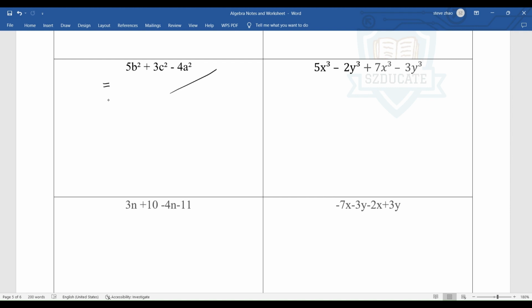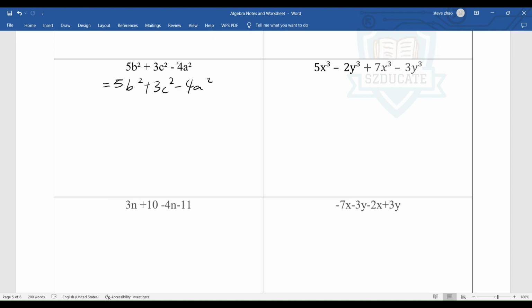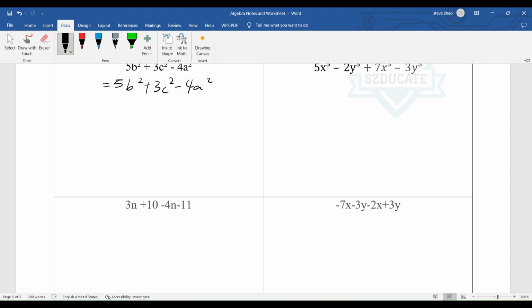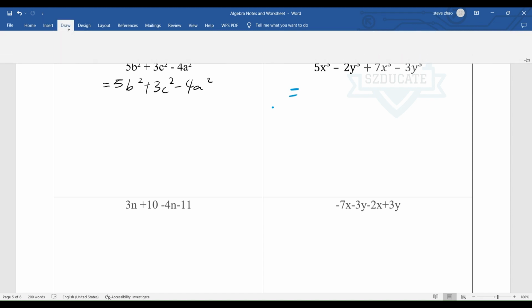Just for the sake of writing in the answer. Wait, how to erase? That's the only bad thing about Microsoft Word. Yeah, I need to erase this, even though I think it's wrong. Eraser. Okay. Maybe change to a different color, nicer. All right. Now, next question. Why does this look like a marker? It's not right. Yeah. Okay.